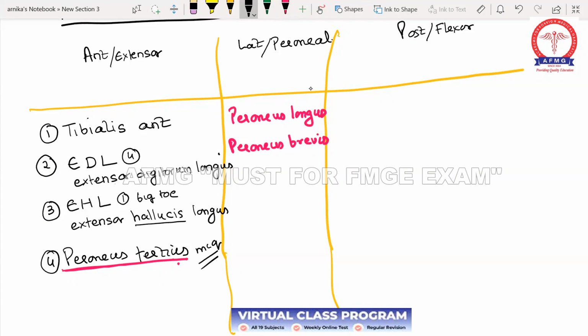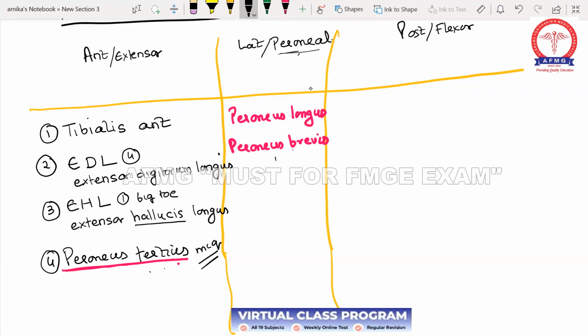It is in which compartment? Anterior compartment. Whereas longus and brevis are in the peroneal compartment. Peroneus tertius is also a peroneal muscle, but it is not in the peroneal compartment. It is in the anterior compartment. A very, very important MCQ.